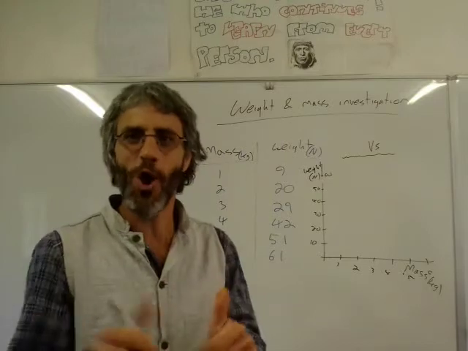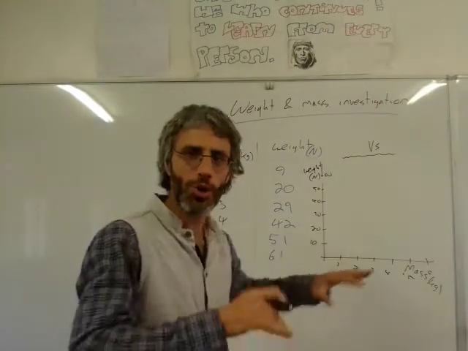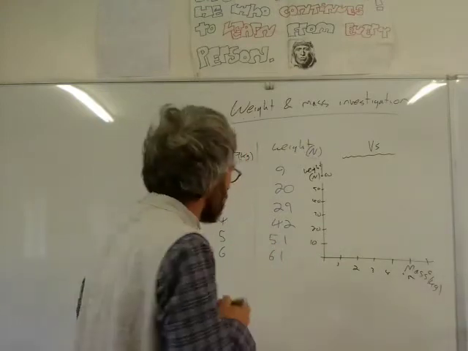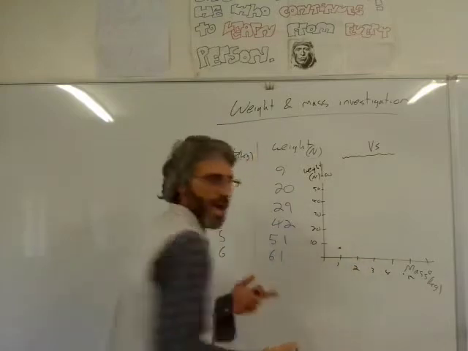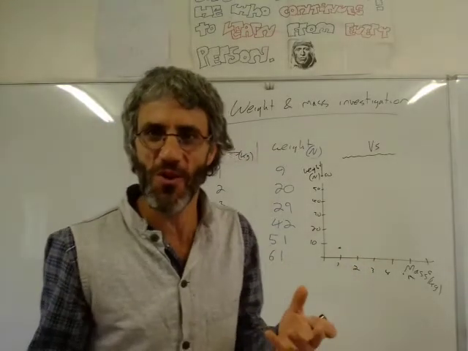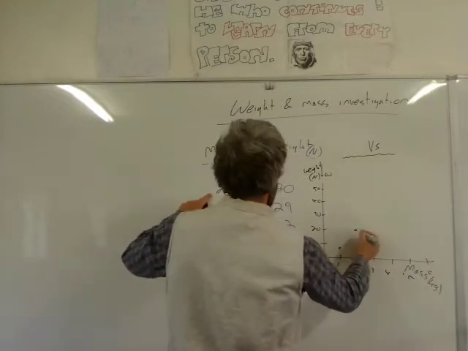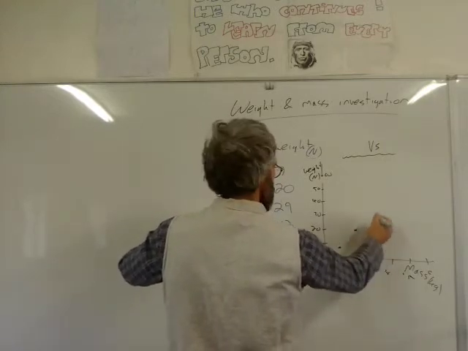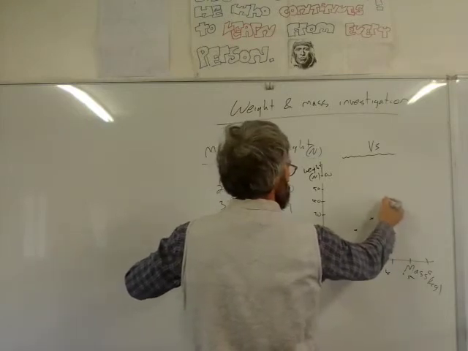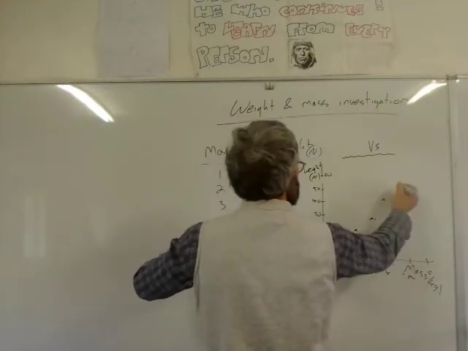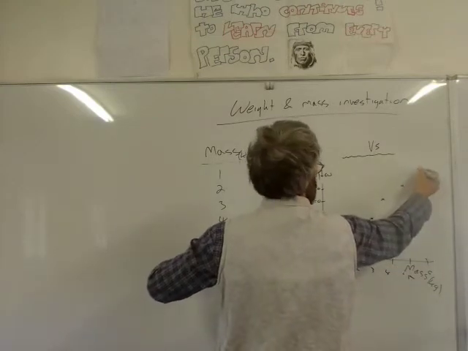Okay. So hopefully you drew the graph, and I'm just going to show you what my graph would look like. So I'm going to say, okay, 1 is 9. Obviously, I don't have a graph paper here, so it's not very accurate, but yours should be accurate with all the squares. 2 is 20. 3 is 29, which is like here. 4 is 42, which is there. 5 is 51, which is about here. And 6 is 61, which is here.